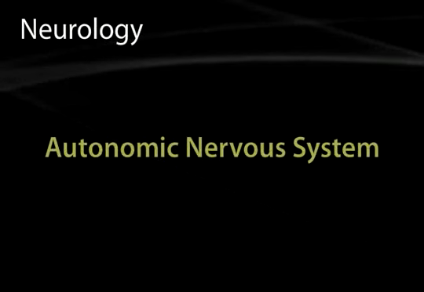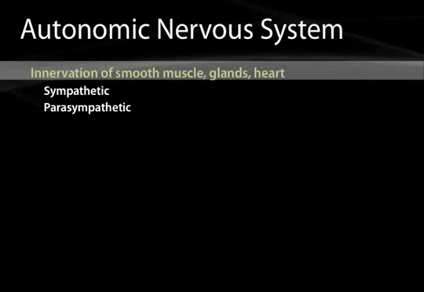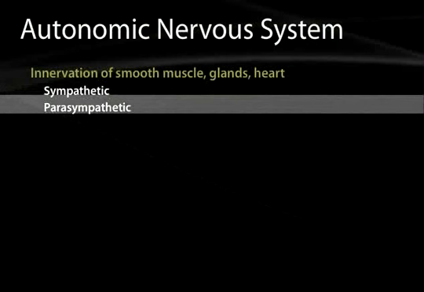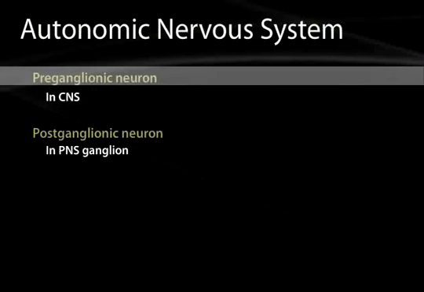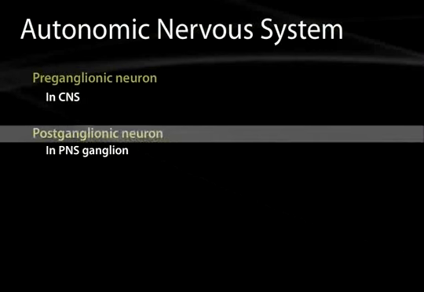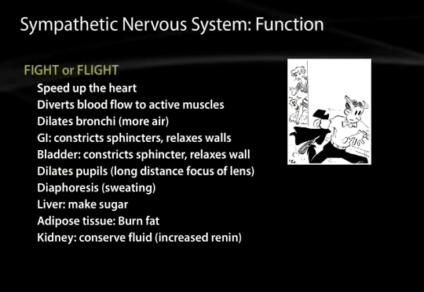The next module will cover the autonomic nervous system. The autonomic nervous system is responsible for innervating smooth muscles, glands, and the heart. It is comprised of the sympathetic nervous system and the parasympathetic nervous system. In both systems, the preganglionic neuron is in the central nervous system. In both systems, there is also a postganglionic neuron. Here's where the differences start to come out.